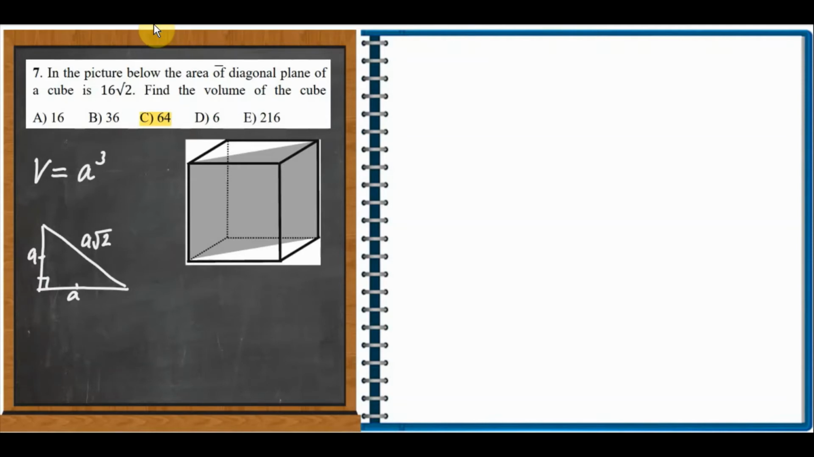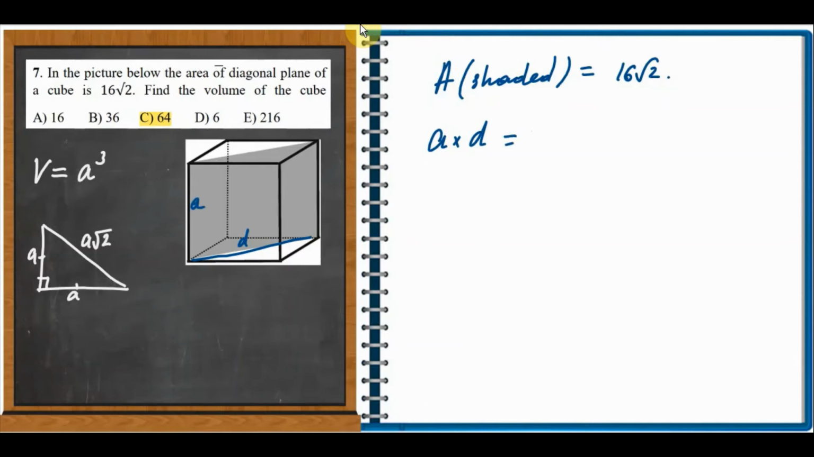Now, according to the picture, we know that the area of the shaded part is equal to 16 square root of 2. Also, you know that that area is A multiplied by D. Let's call it diagonal D. That's the area, right? If we label the edge with A, so it's 16 square root of 2.